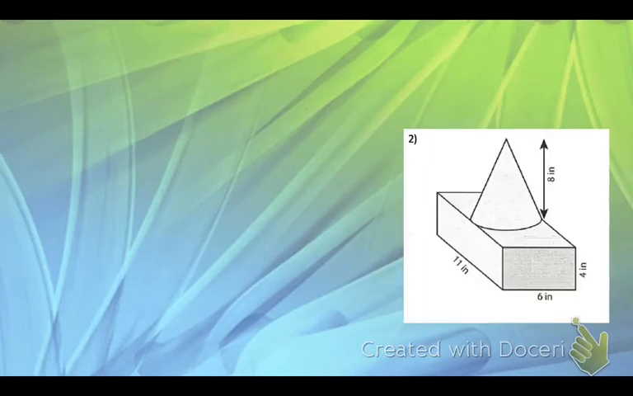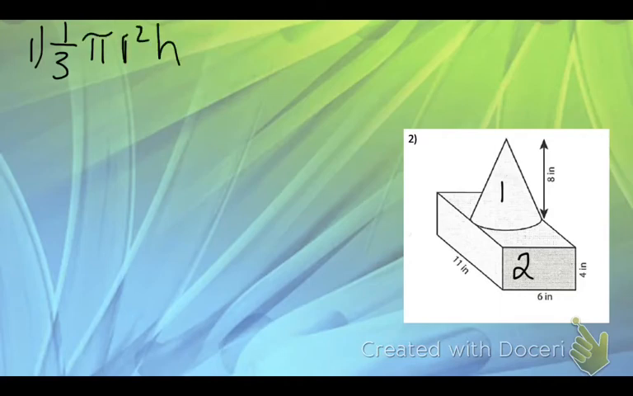Okay, we're going to try one more. This time we only have two shapes. We have a cone and we have a rectangular prism. So we're going to start with the cone. Okay, so the formula again of a cone is 1/3 pi r squared times h. So we need to plug in what we know.